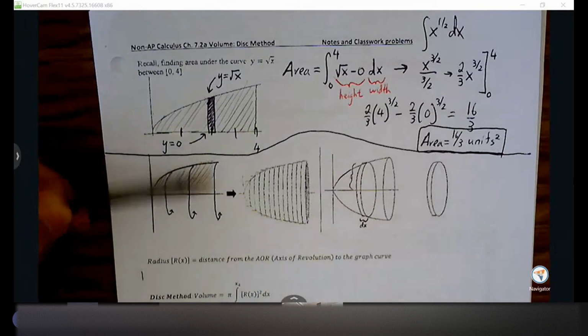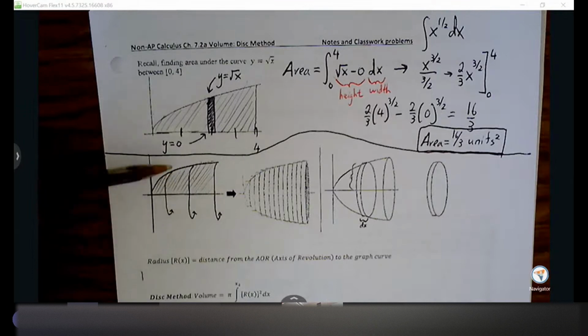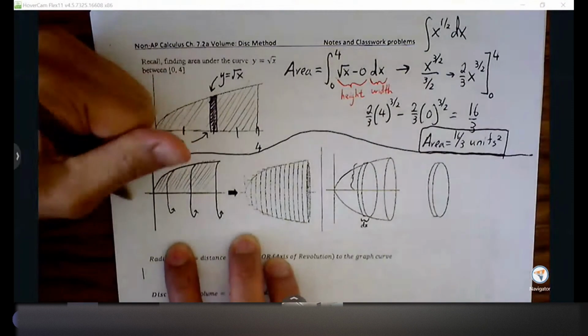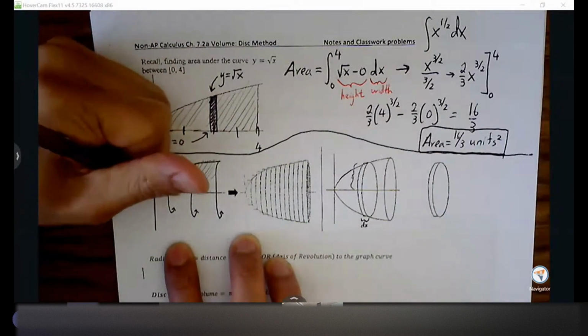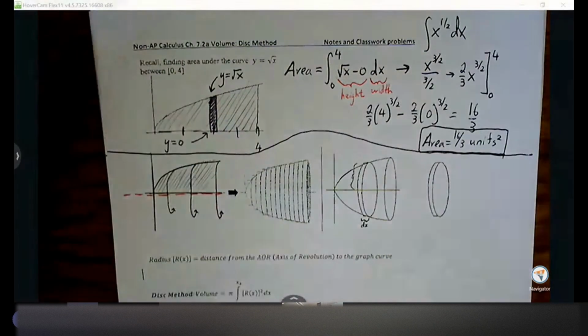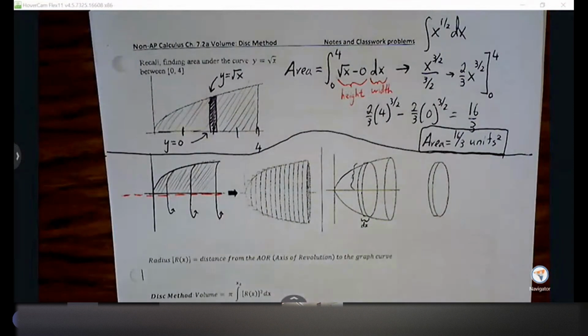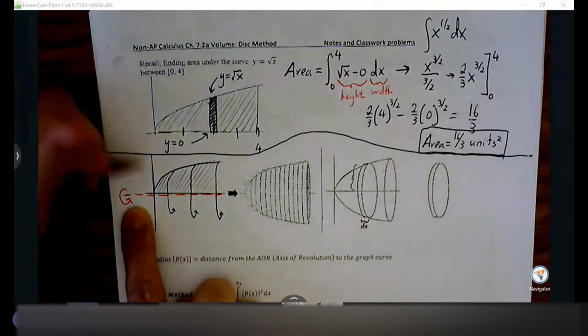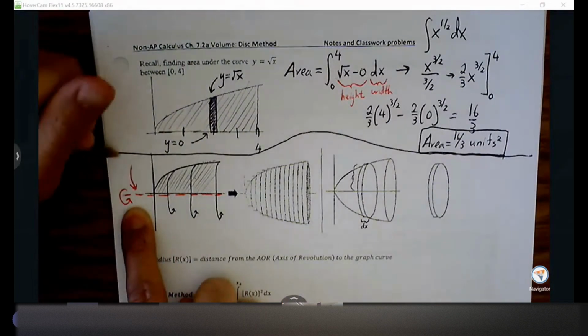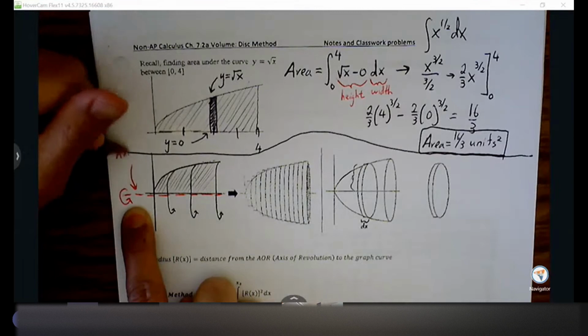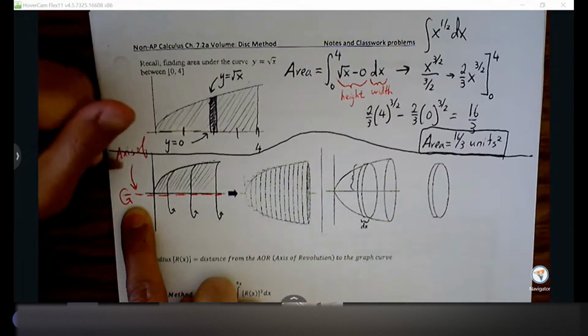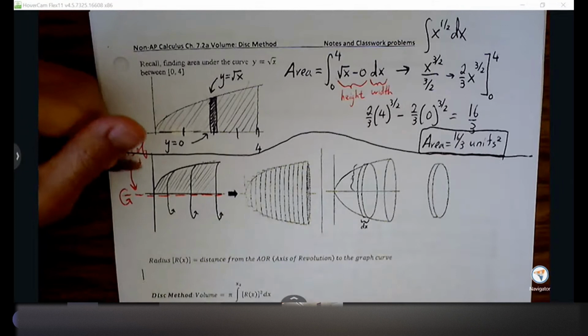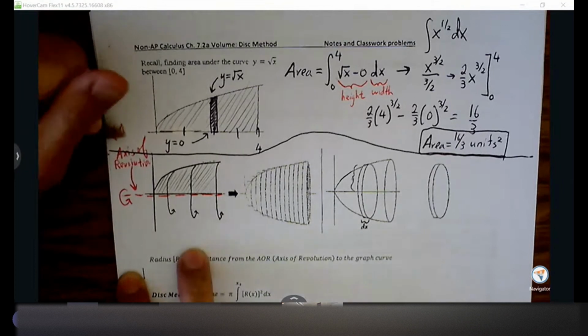We're going to take the shaded region. This is a two-dimensional shaded region here, and we're going to rotate this around the x-axis. So we're going to indicate that we're rotating around the x-axis. I'll use a dotted line to indicate the idea of rotation. We're going to call this the axis of revolution, which I'm going to abbreviate as AOR.